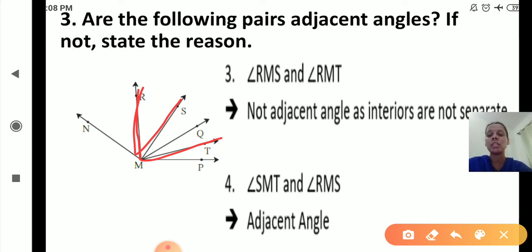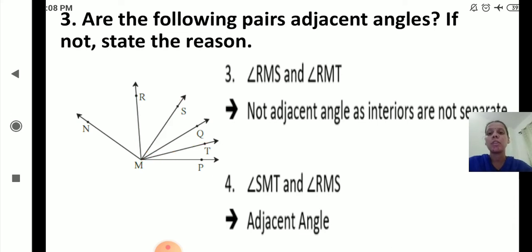And the last one is angle SMT and angle RMS, these two. So they are adjacent angles as they are having separate interiors and they are having a common arm and common vertex. So they are adjacent angles. I hope you are clear with this.